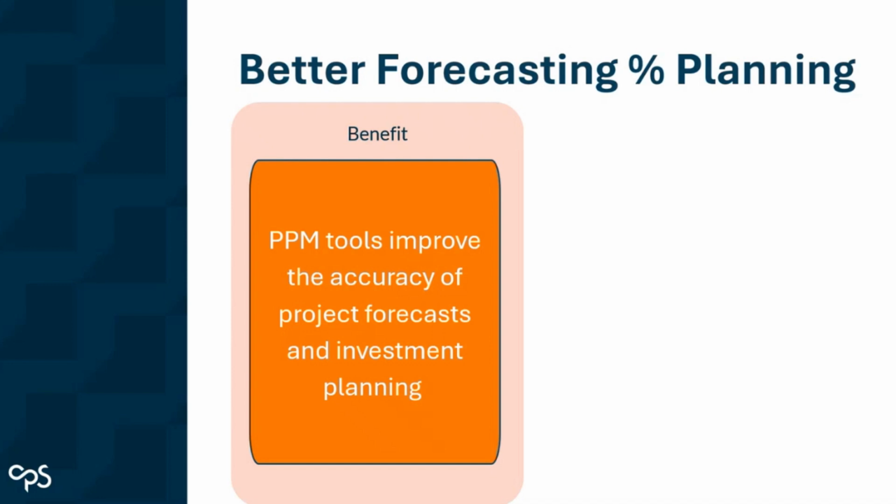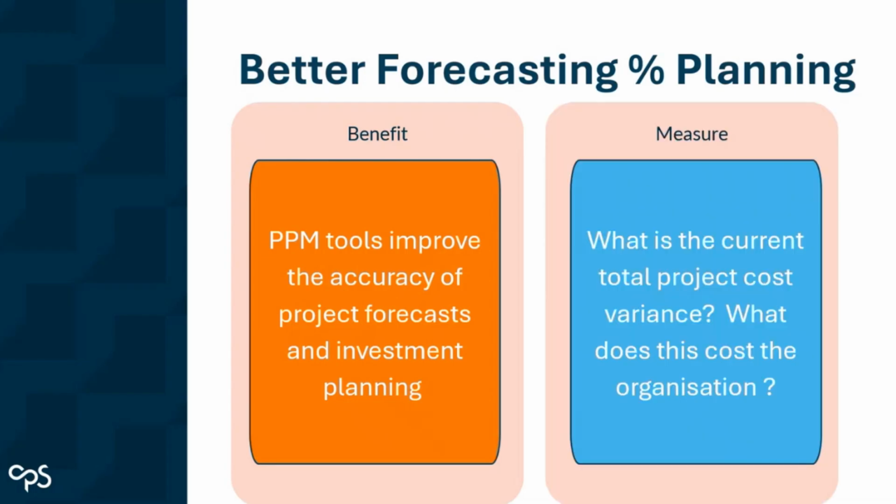So if you can work out what your over and underspends across your portfolio currently are, then you can make a very compelling business case for the numbers that you're going to achieve if you successfully implement your tool. So what is the current total project cost variance, positive or negative? What does this actually cost the organization?